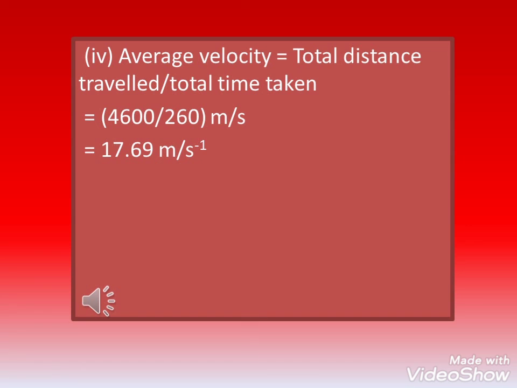And the solution for the last question, average velocity. We have the equation average velocity is equal to total distance travelled by total time taken. So by substituting the values, finally we will get average velocity is equal to 17.69 meter per second.